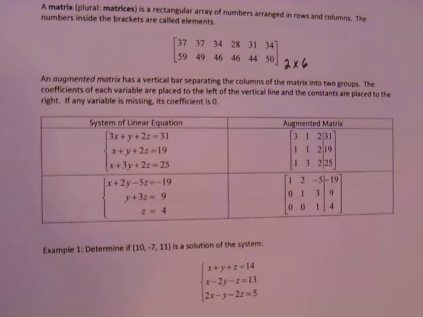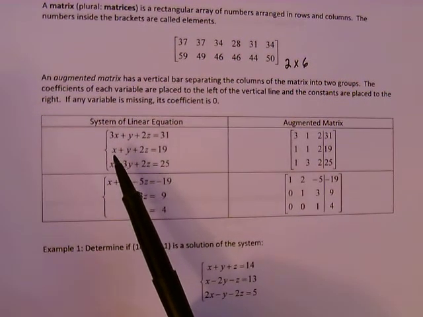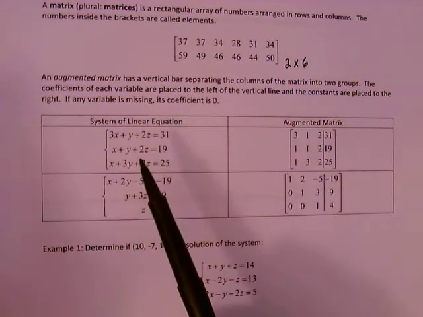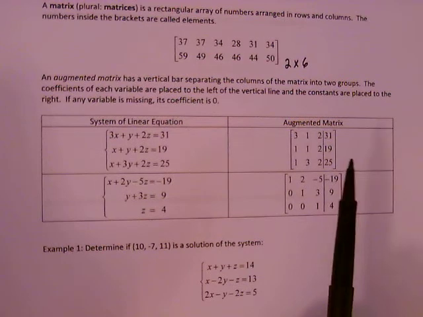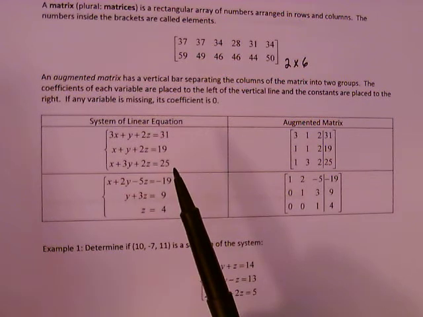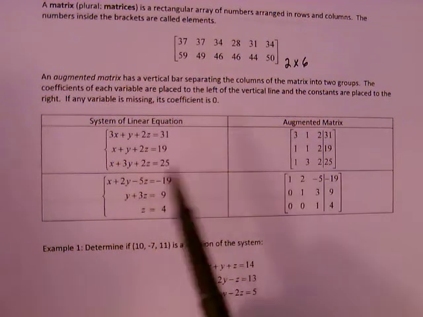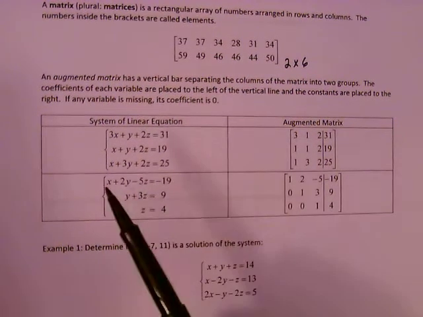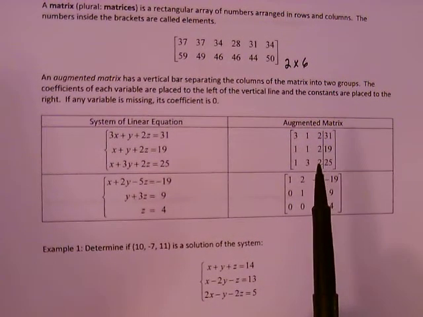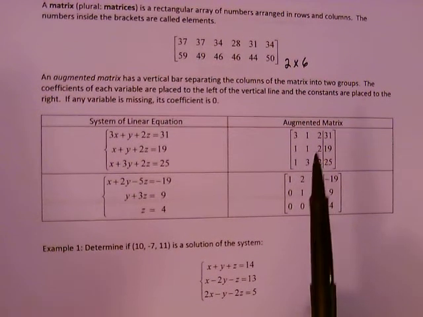Then for x plus y plus 2z is equal to 19, we can write down the numerical coefficients. For x, it's the understood 1. For y, it's 1, and for z, it's 2. The constant is 19. And then the last equation, x plus 3y plus 2z is equal to 25. Here, the coefficient of x is 1, the coefficient of y is 3, the coefficient of z is 2, and then 25 goes here. So that vertical bar represents the equal sign for each equation.